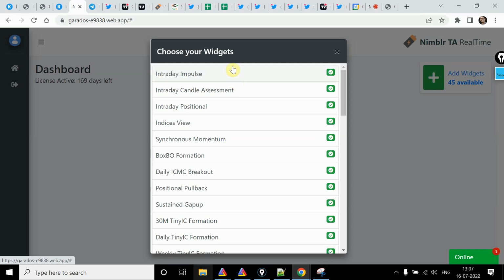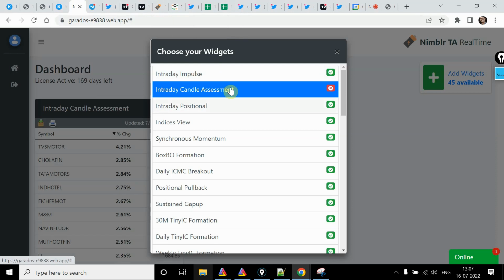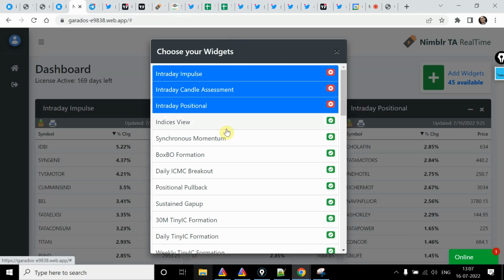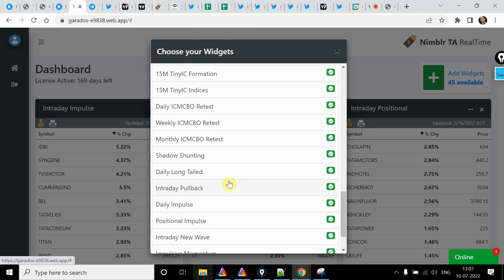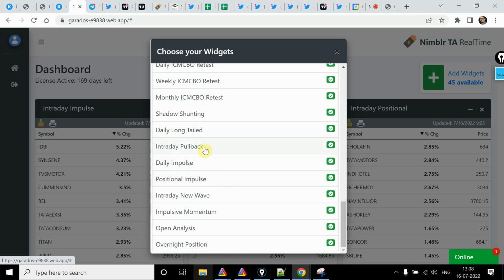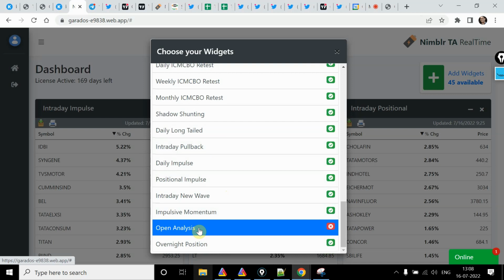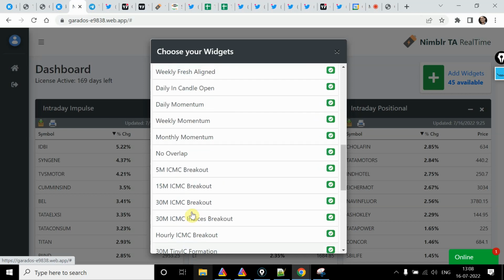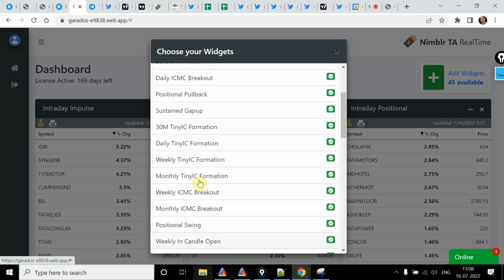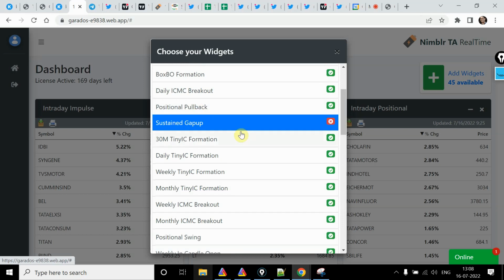The description is there on the site itself, you can go through it. But overall, in a nutshell, if you are looking for intraday, you have the intraday assessment over here, you have intraday impulse. These are the stocks which will help you find the entry at the open. Now if you are looking at 3 o'clock, or when you're starting the session, you would be looking at the open analysis. You would be looking where the gaps are there.